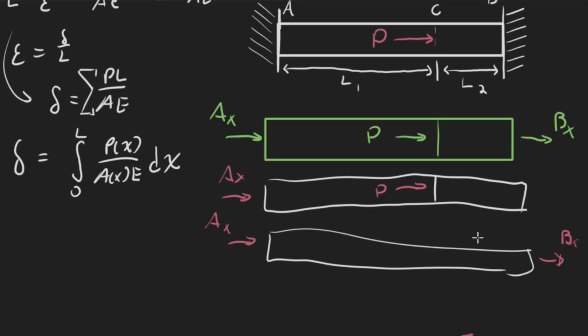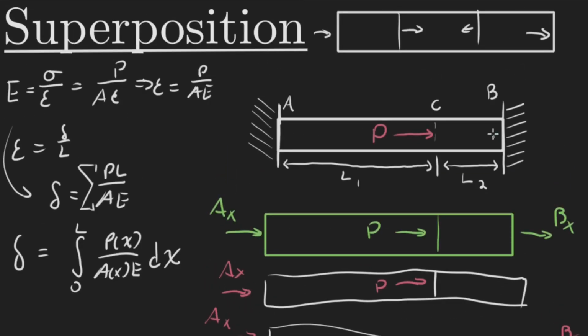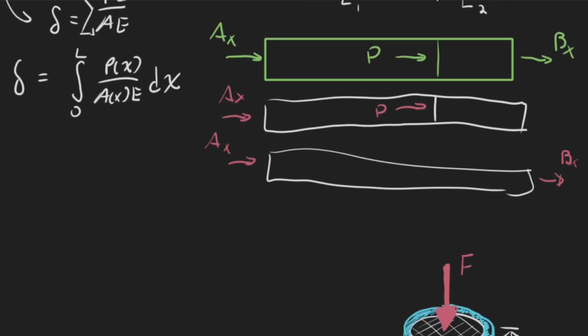Those two added together, if I'm looking at this setup right here, it's fixed at both ends, which means that the lengthening and the contractions in this beam all have to cancel out. So my delta from this case plus my delta from this case would have to equal 0, and that would give me another equation which I could use to simplify this problem.